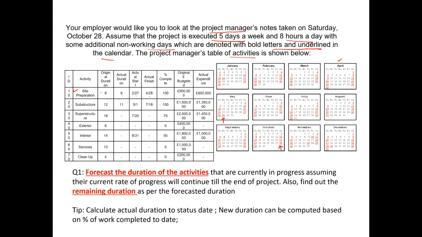And as we are seeking input on 28th of October, we are being reported that on this reporting date, which is 28th of October, 100% work has been completed. The original budget for this activity was £500,000, and the actual expenditure has been 600,000. So we can straight away see that they have overspent around £100,000 on this activity.